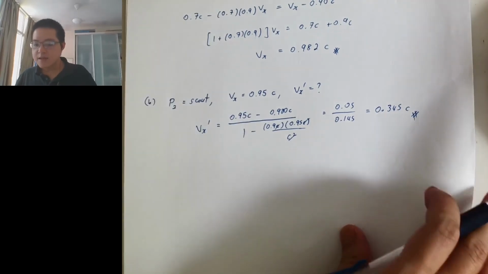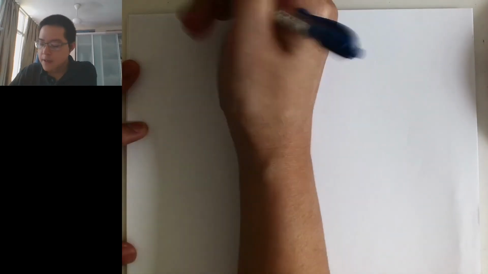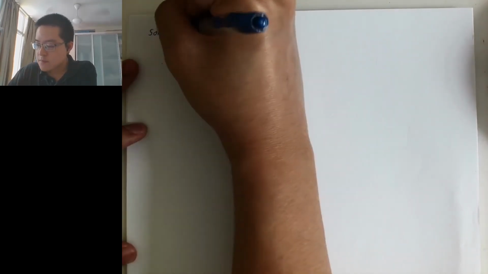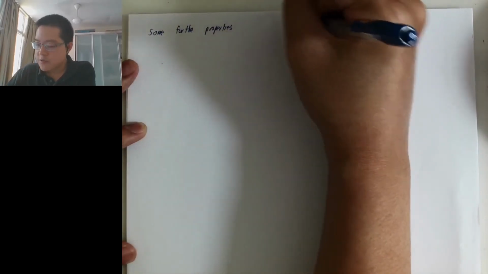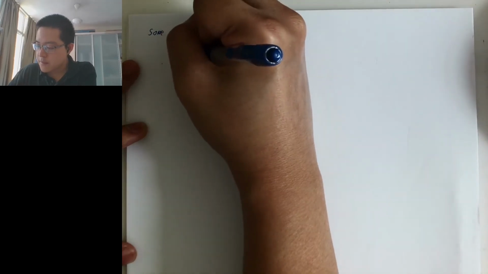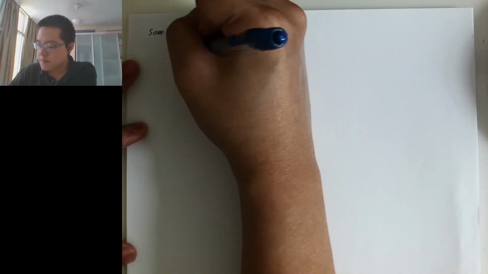Now, having the Lorentz transformation, let me study some further properties of it. I just want to focus on this formula. The first property I want to discuss is how it is related to the Galilean transformation.